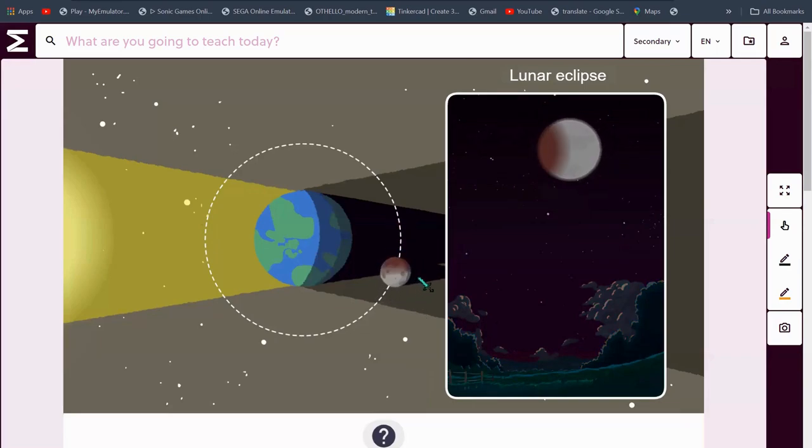In a lunar eclipse, usually the Moon looks red. We call this a blood moon. A blood moon. Okay? Blood moon.